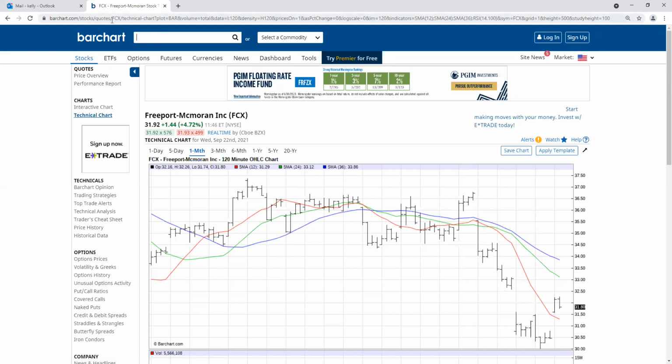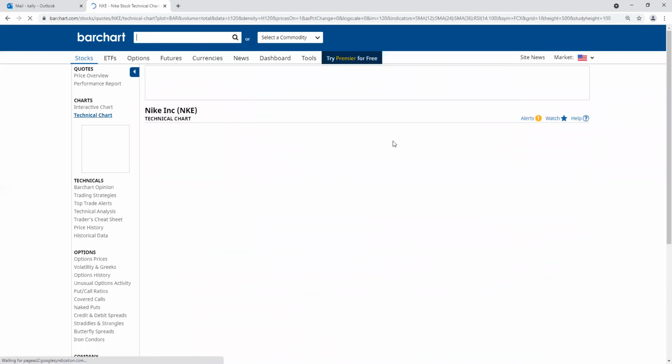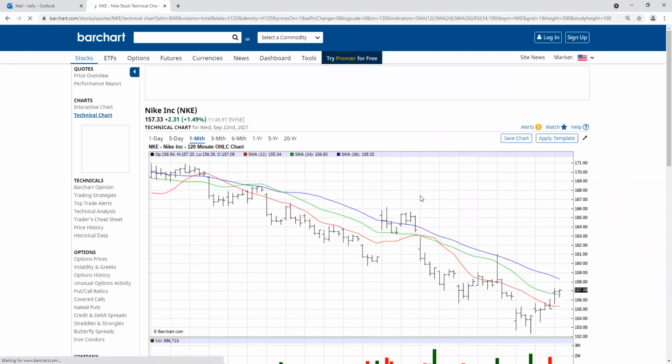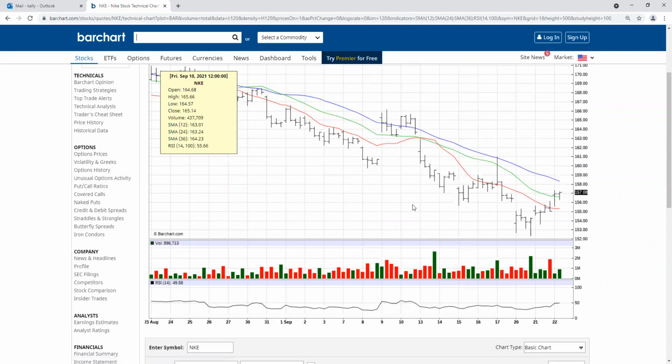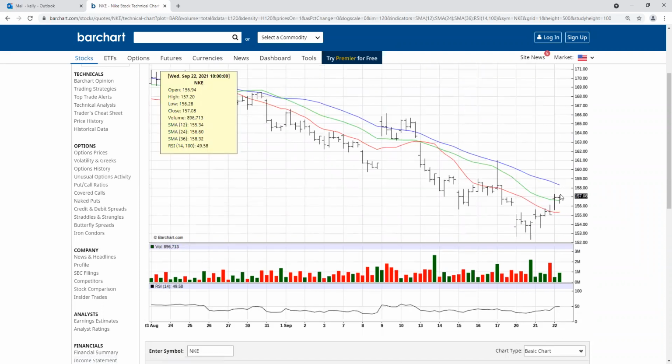Let's look at Nike, because I believe that has some announcing to be done. Let's see if Nike's got anything going. Okay, Nike is coming right back to sea level of 150. And again, your downtrend is pretty obvious.